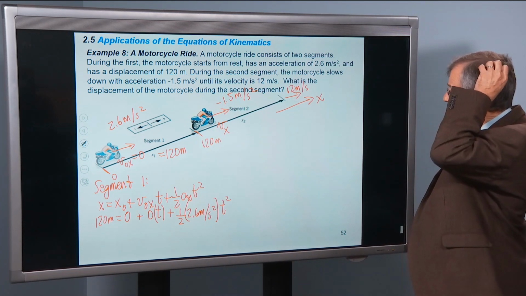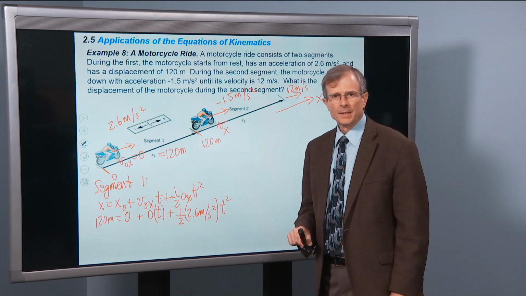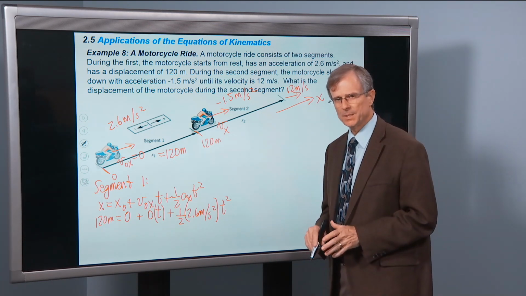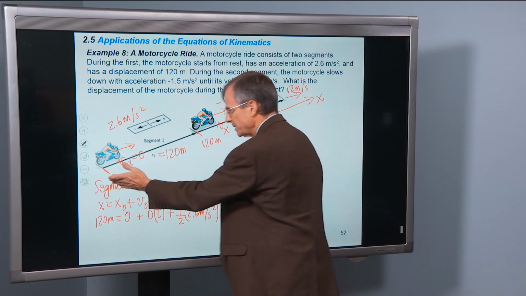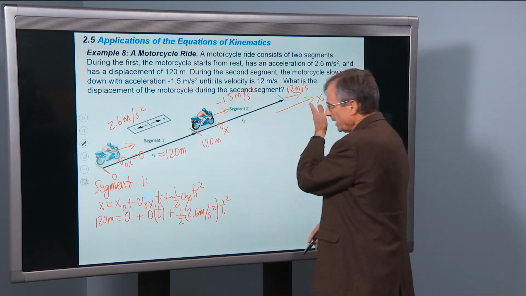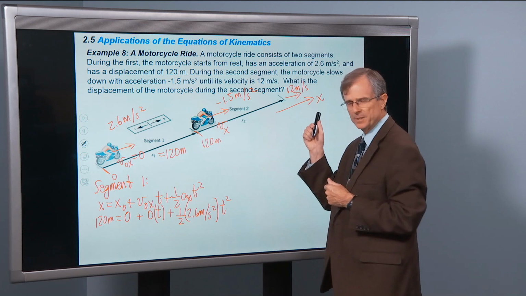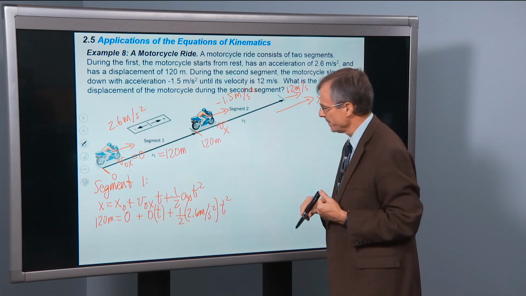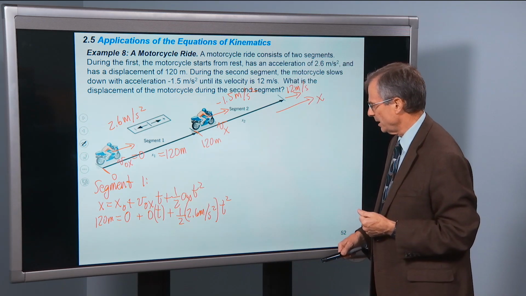Well, we're really looking for the displacement of the motorcycle during the second segment. We're not going to have any hope of finding that. We know the displacement of the motorcycle during the first segment is 120 meters. But we're not going to have any hope of knowing how far he's going during the second segment unless we know how fast he started in the second segment. So segment 1 gives us the key to this understanding.